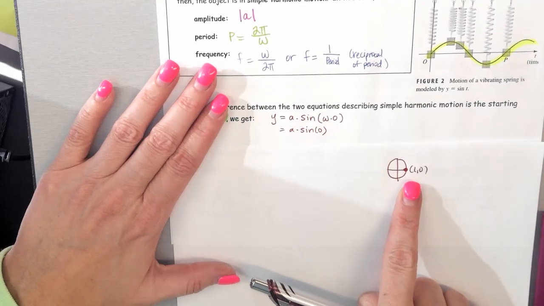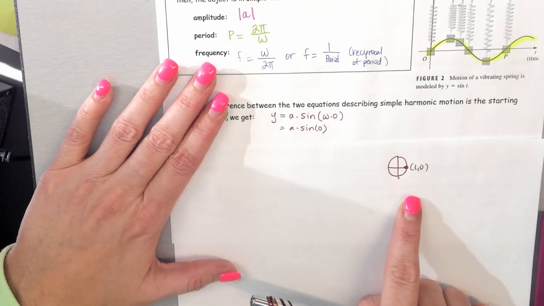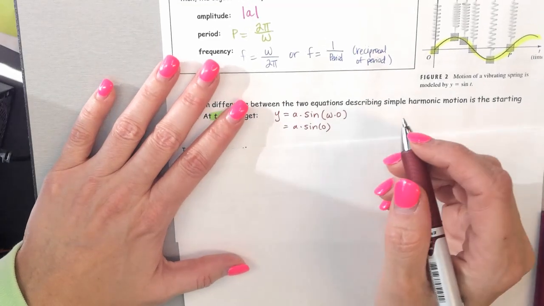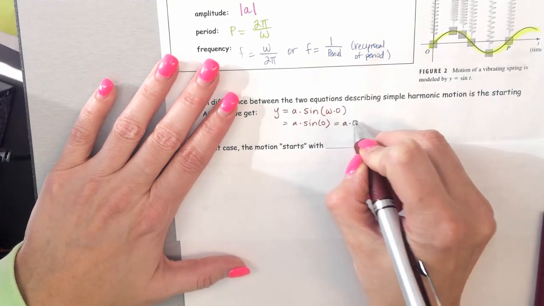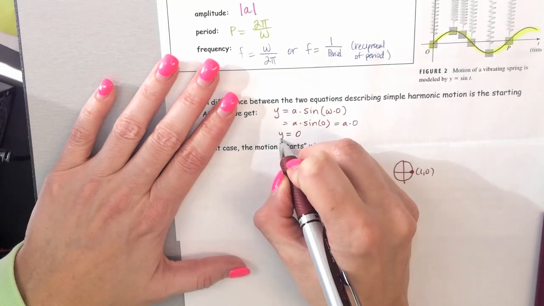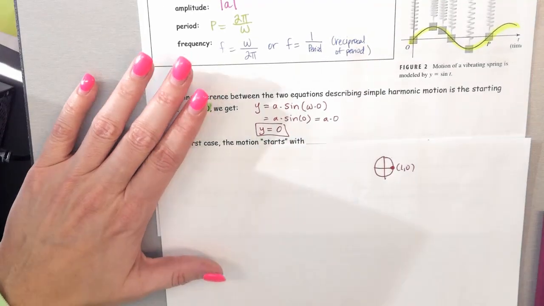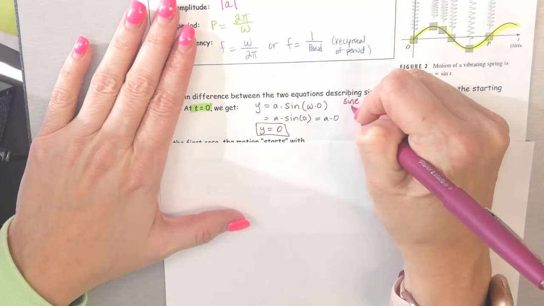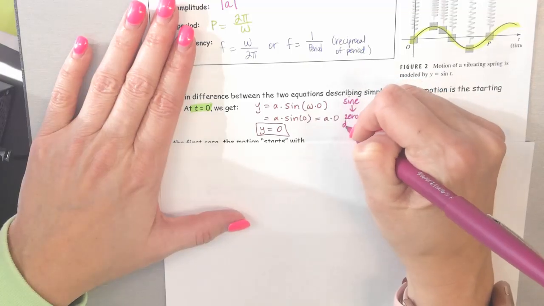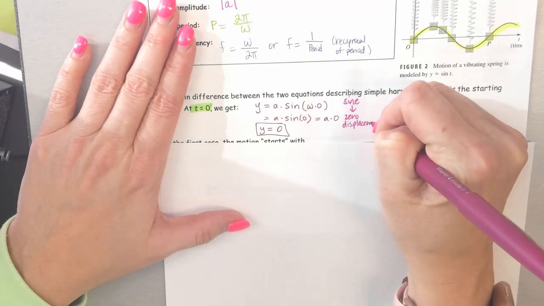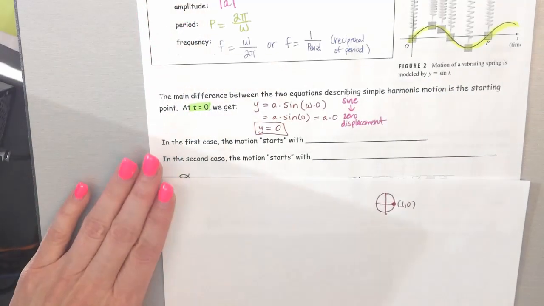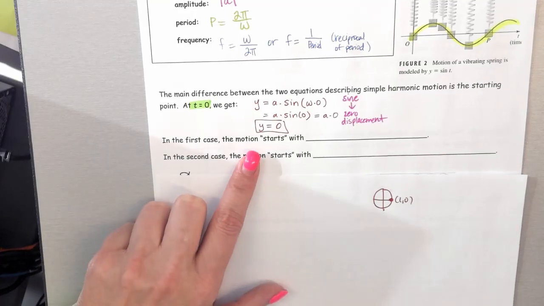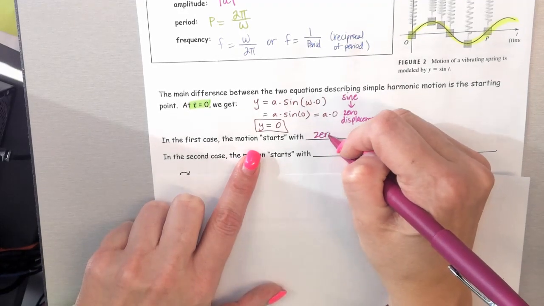So is the sine going to be your x or your y? Your y. So it'll be 0. Okay, so this is going to be a times 0. So in this case, we say that the sine has 0 displacement. If it starts at 0, we say it has 0 displacement. So in this first case, the motion starts with the value of 0.